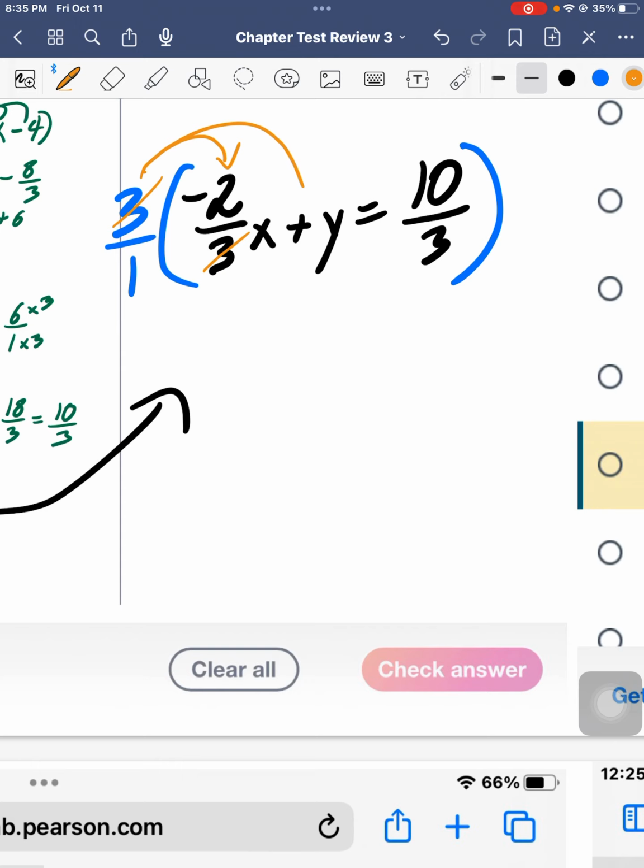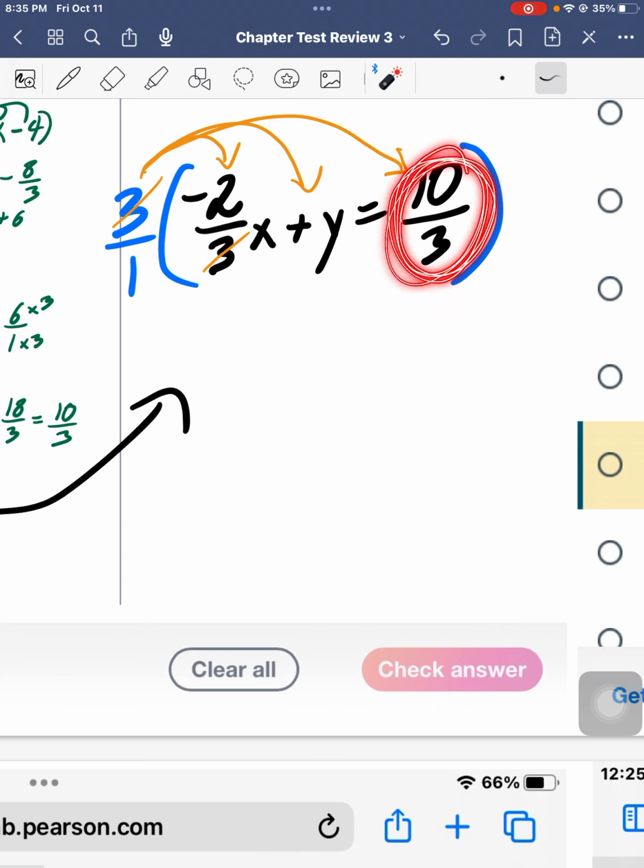And now we're gonna multiply 3 here, we're gonna multiply 3 here, and we're also gonna multiply 3 here. And what do you think is gonna happen to this 10 over here? What is 3 times 10? 30 divided by 3 is 10. So all we're really doing is taking this out and taking this out.